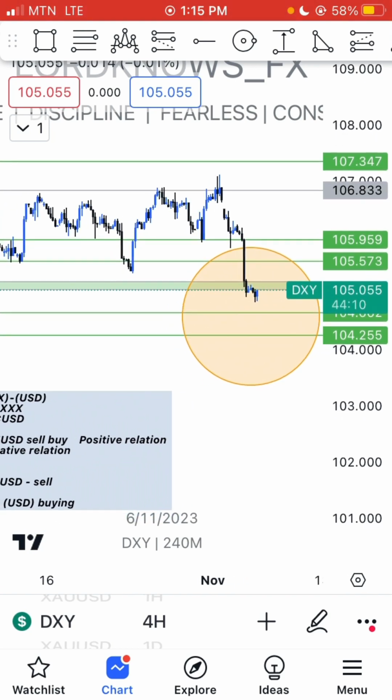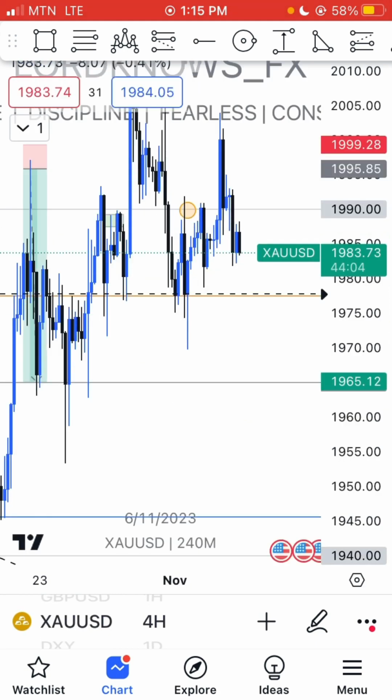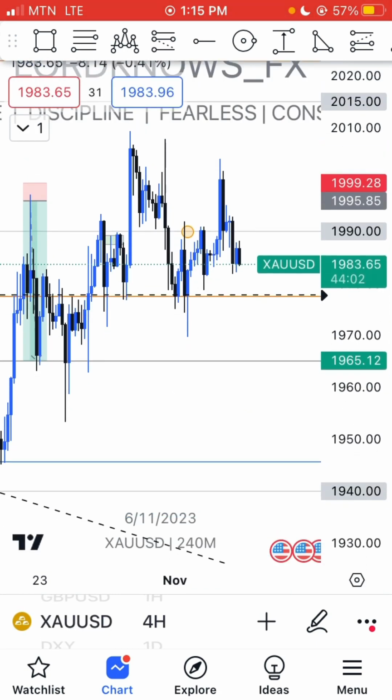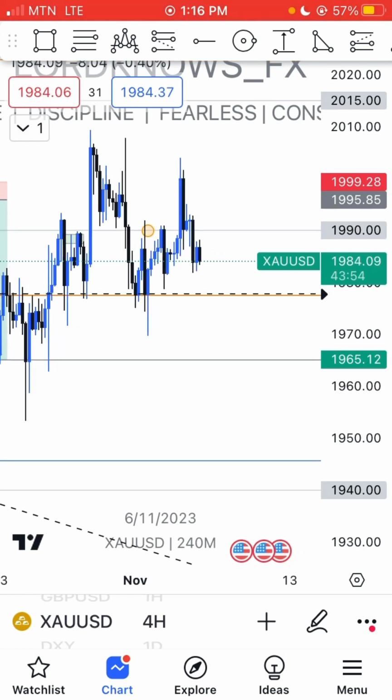So you see, this one is DXY. Currently DXY is buying. Look how good. You see, it's selling. Now it has a negative relation. This one is buying, this one is selling. So I'm waiting for gold to get to this zone.